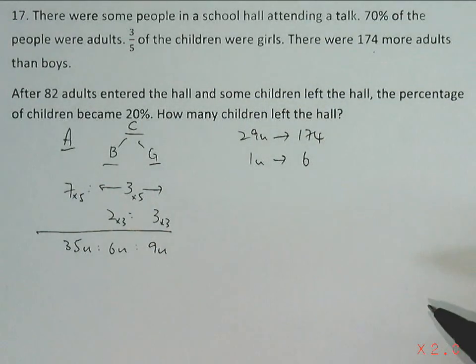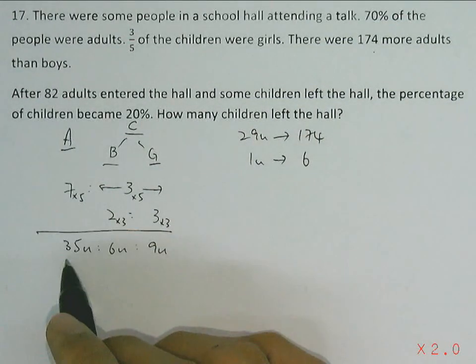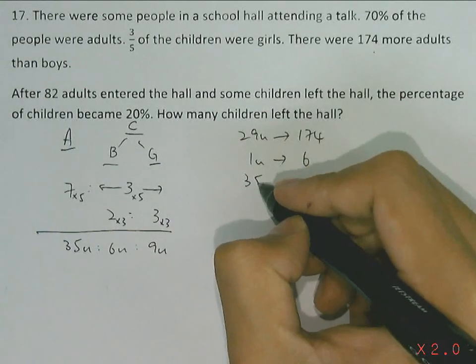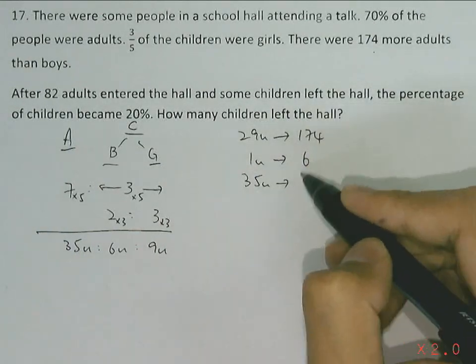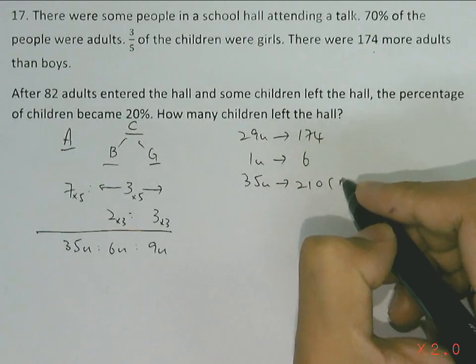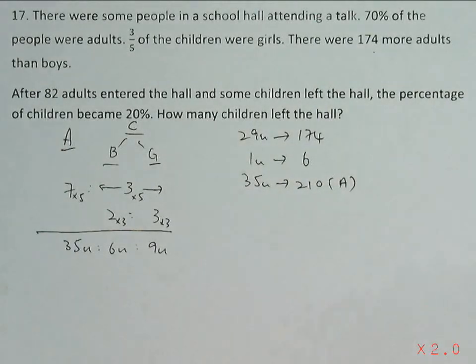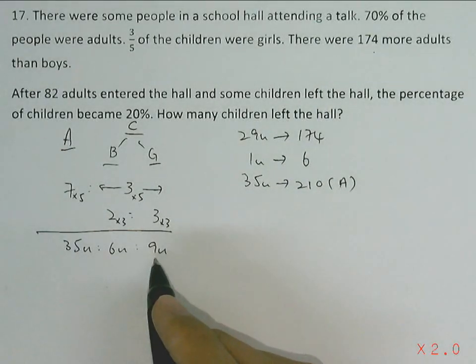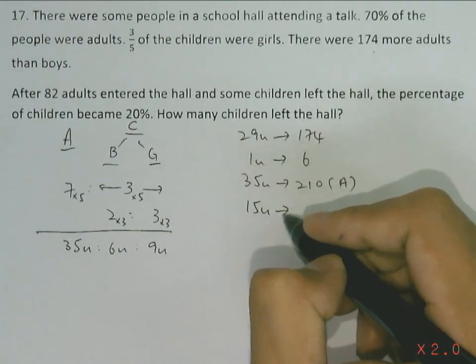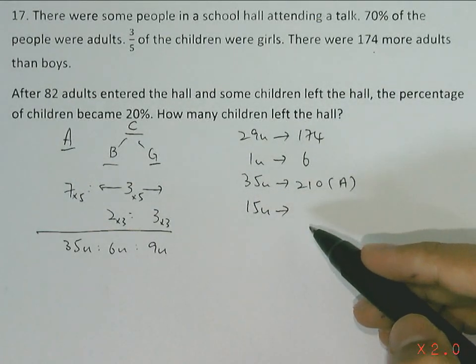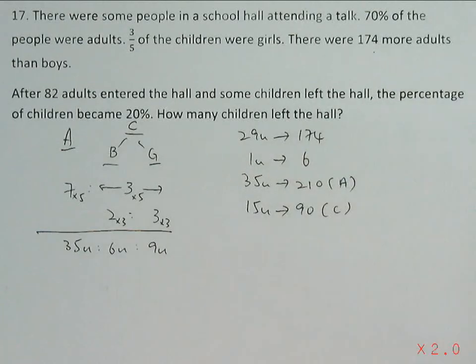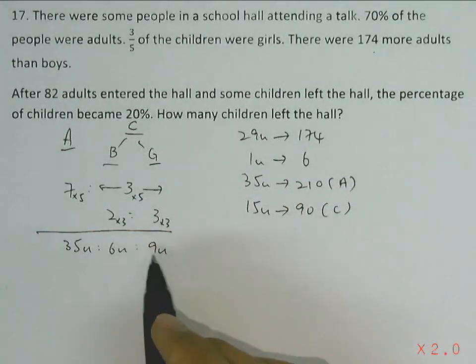So now we can find the number of adults there were, which will be 35 units. So 6 multiplying by 35 will give us 210 adults. As for the children, a total of 6 units and 9 units, that will be 15 units, which is 6 multiplying by 15. That will give us 90 children in total, right? Including both the boys and girls.